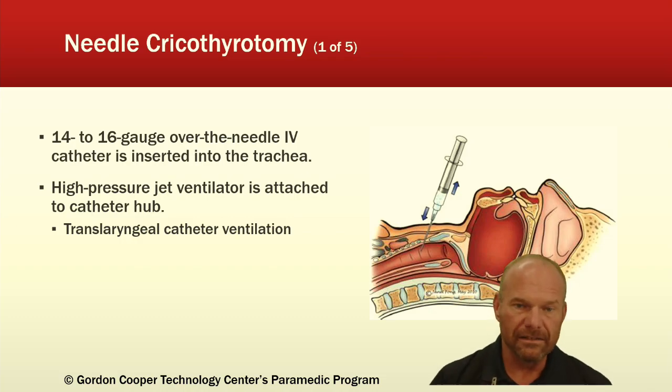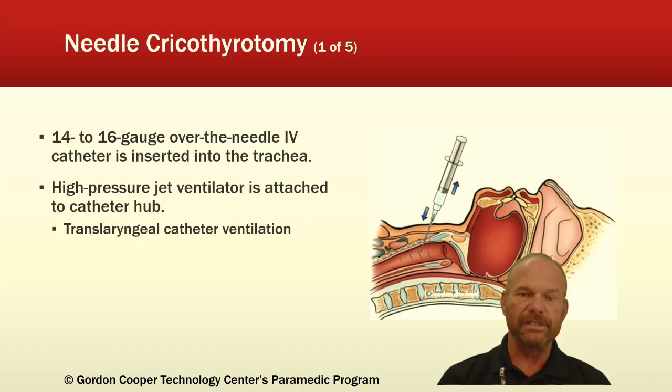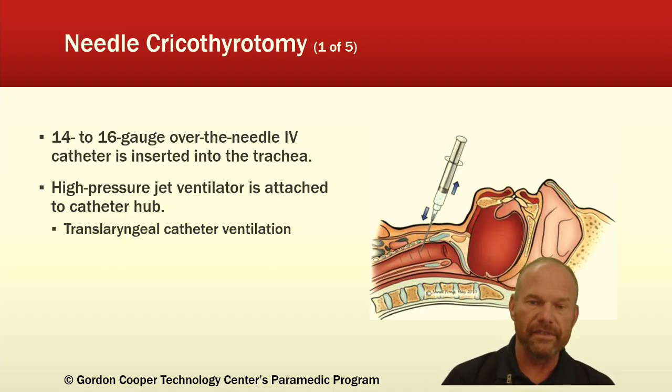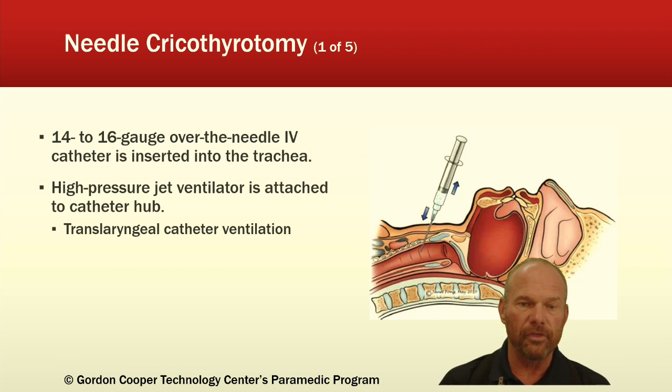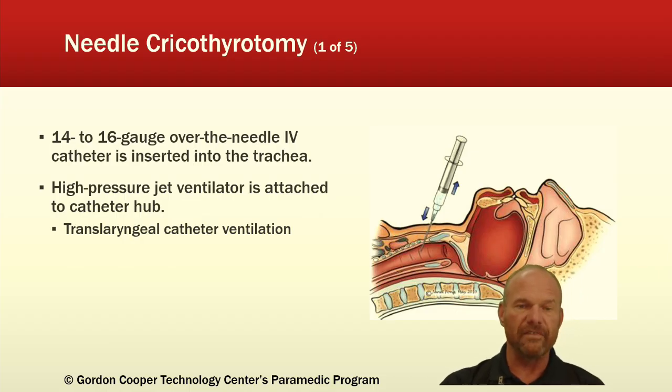Now, a needle crike, something that I'm not sure that I've seen done or even heard of anyone do in the field, but it's something you need to be just familiar with. So it's inserted through the cricothyroid membrane, so we're still landmarking the same into the trachea to establish a temporary airway. Now, oxygenation and ventilation are provided by connecting a high-pressure jet ventilator to the catheter hub here to achieve oxygenation and ventilation. Translaryngeal catheter ventilation, so it delivers O2 directly to the lungs using high-pressure bursts.